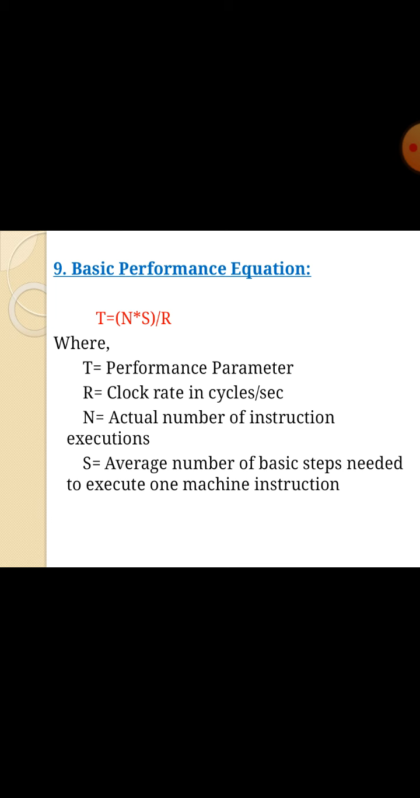Next one, the basic performance equation. The basic performance equation is T equals N into S divided by R, where T is the performance parameter, R is the clock rate in cycles per second, N is the actual number of instructions executed, and S is the average number of basic steps needed to execute one machine instruction.